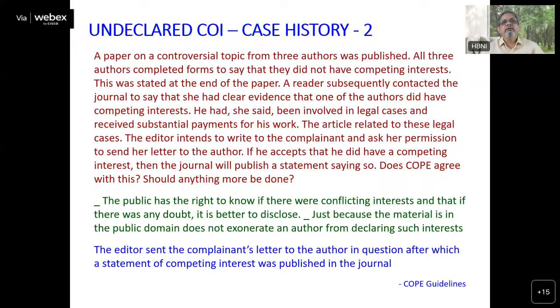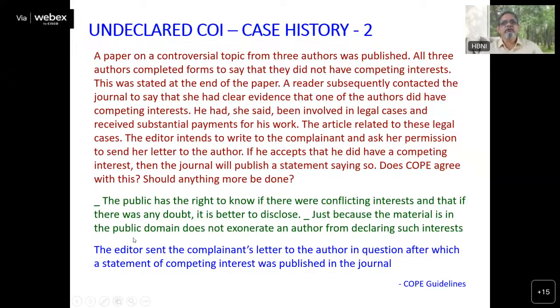There was another case history where a paper on a controversial topic from three authors was published. And all the authors submitted forms saying that they did not have any competing interests. Usually at the end of the papers, you have a column which asks whether you have any competing interests. So no competing interests or whatever, that has to be declared.